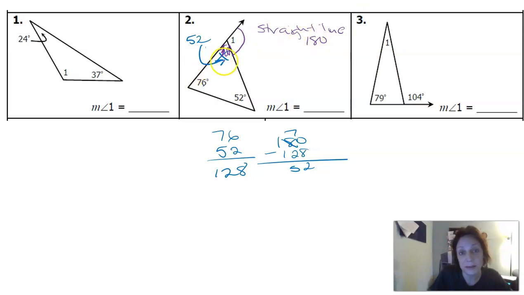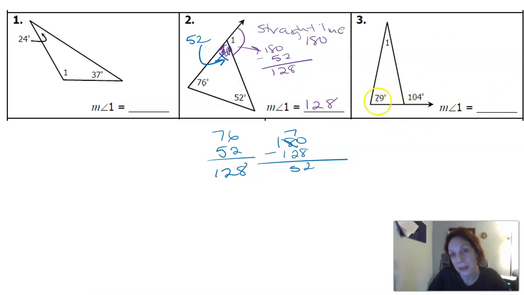So if this is 52, then this must be 180 minus 52. And we already know what that is. It's got to be 128, because we just did 180 minus 128 and got 52. So 180 minus 52 must be 128, and the measure of angle 1 is 128. Okay? Okay, so I'd like you to take a moment and try this one.